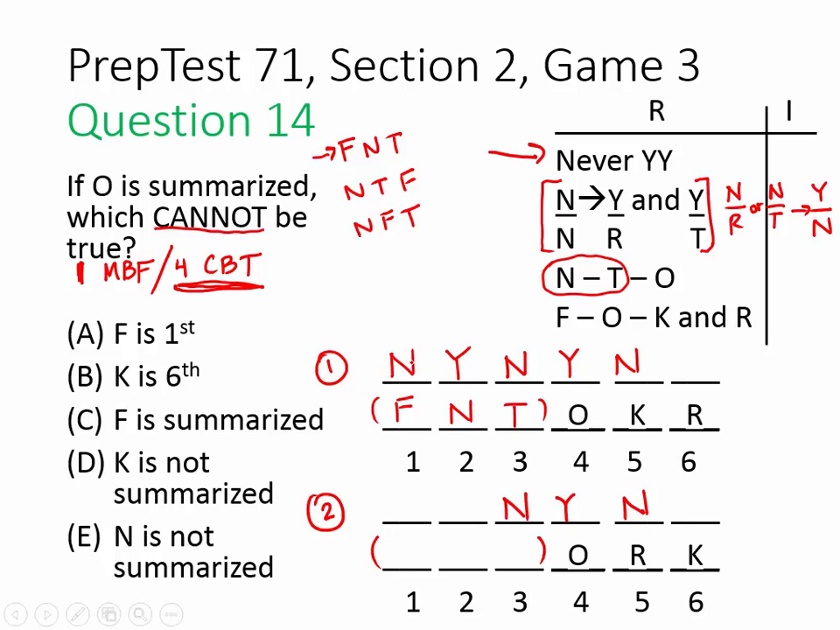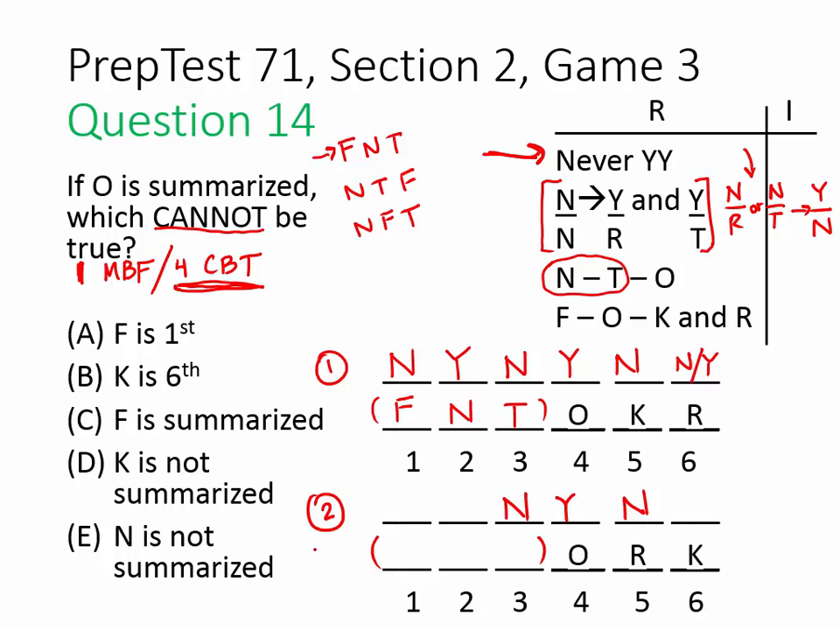F is not summarized because of rule number 1 again. And R could be either one. We don't actually care which one. We've already met the demands of this particular contrapositive, so we don't have to worry about R. So there's one of our orders.